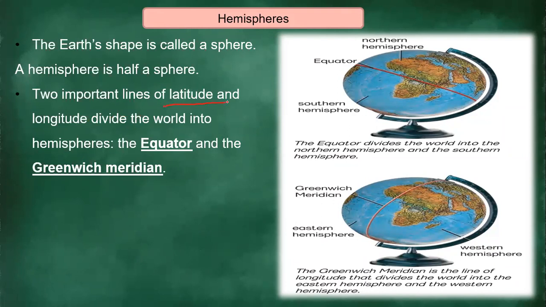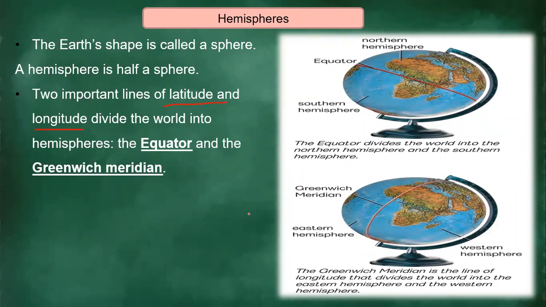So the two important lines of latitude and longitude divide the world into hemispheres. The lines of latitude and longitude, which we have learned about, divide the world into what? Into hemispheres: the equator and the Greenwich Meridian. As you can see, the equator goes from here until here, and then we have the Greenwich Meridian, which is this side.